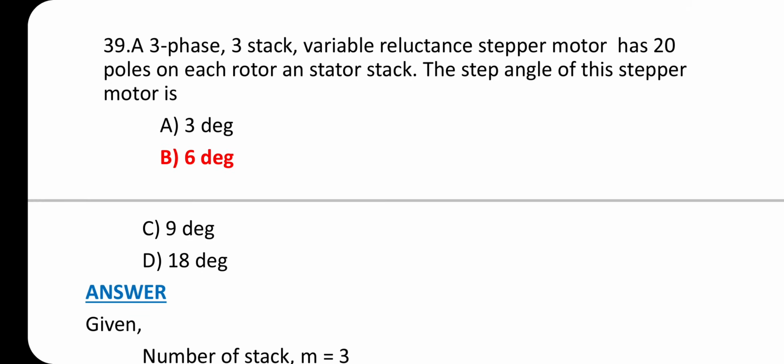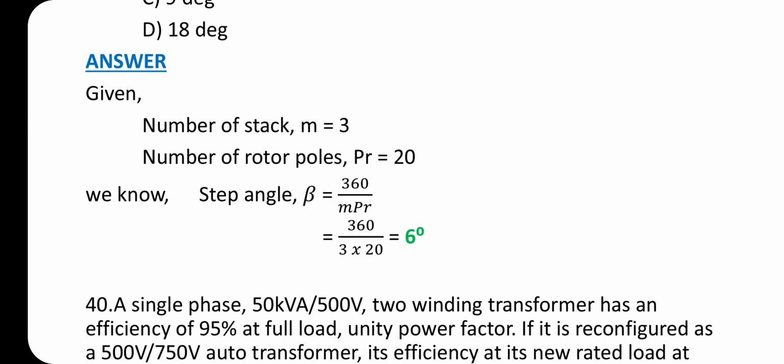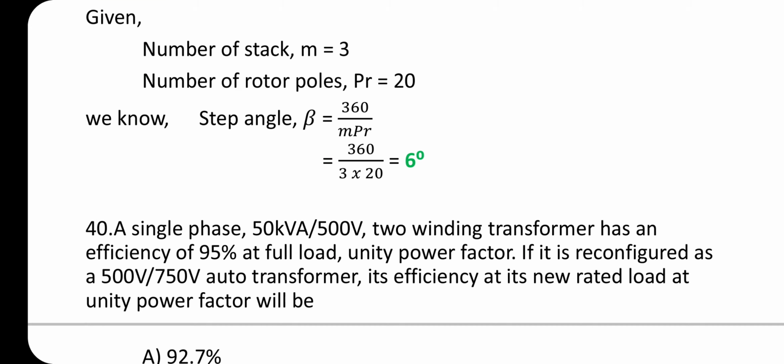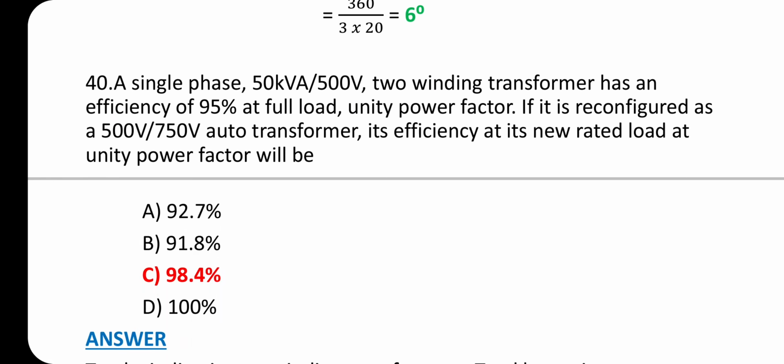Question number 39. A three-phase, three-stack variable reluctance stepper motor has 20 poles on each rotor and stator stack. The step angle of the stepper motor is, answer is option B, 6 degree. Given number of stacks M equal to 3, number of rotor poles PR equal to 20. We know step angle beta equal to 360 divided by M PR. Substituting the values of M and PR in the step angle equation, we get the step angle as 6 degree.